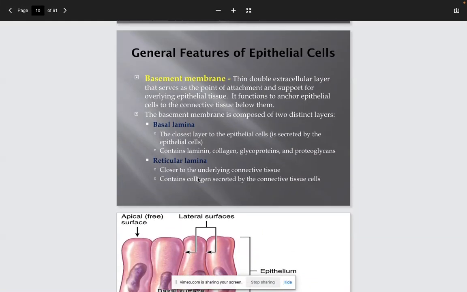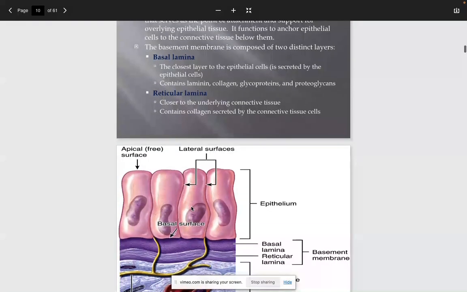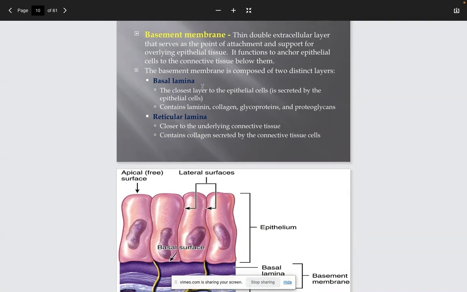So here we'll talk about the basement membrane. We said that this is a thin double extracellular layer that serves as the point of attachment. So this is the attachment surface for the epithelium. The epithelium is going to come down here and attach to the basement membrane. We said that the basement membrane is composed of 2 distinct layers, the basal lamina and the reticular lamina.